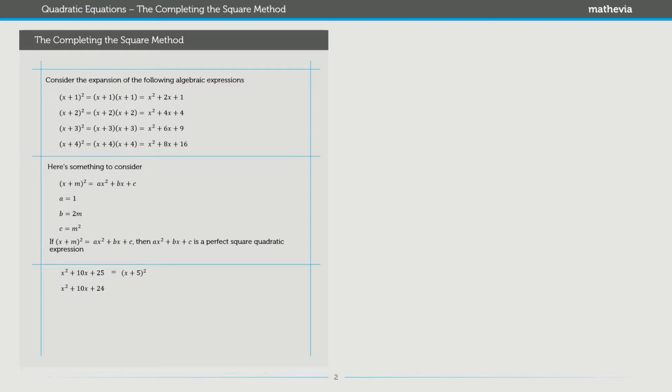Now what if we had another quadratic expression, x squared plus 10x plus 24? Basically this is obviously not a perfect square just from what we just did, because we know that if this were to be a perfect square, the number at the end would be 25, not 24, okay.